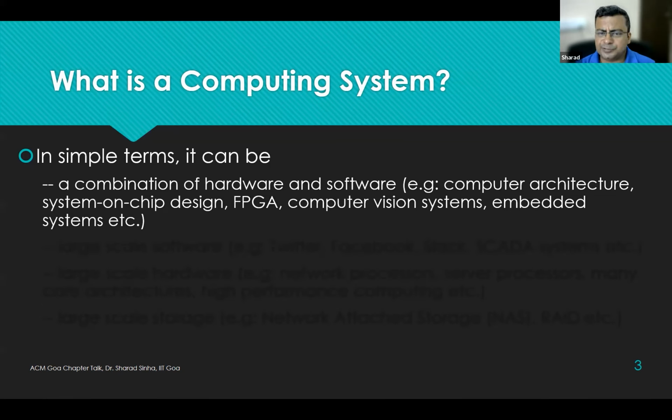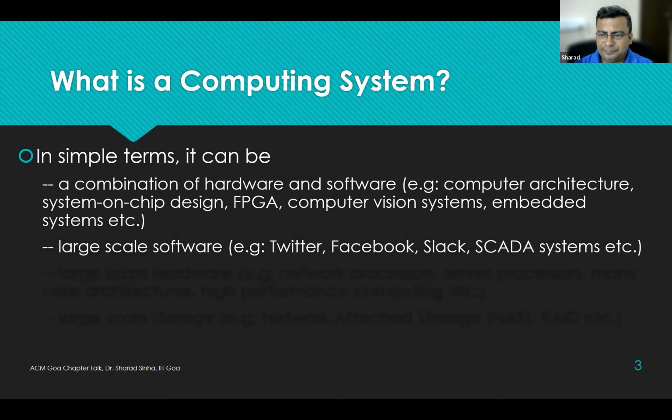Computer vision systems, these days you can see CCTV cameras at many places. If you look at the inside of a CCTV camera, you will see that there is both hardware and software. And then embedded systems, of course, systems like what you find in your television, or in your smart refrigerator, or in your washing machine, they're all a mix of hardware and software.